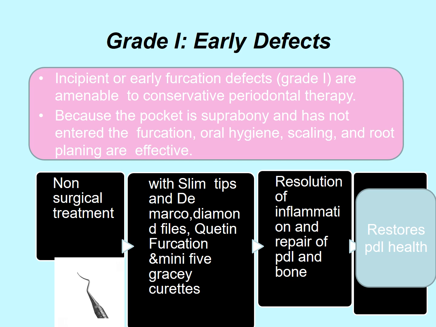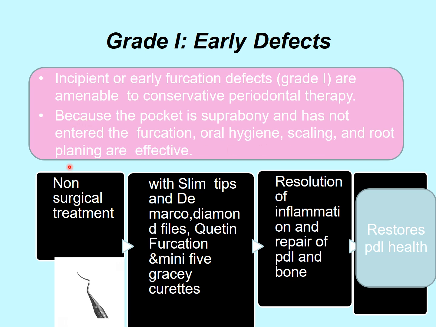Coming to the treatment of various grades. The first one is grade 1, early defects, that is incipient or early furcation defects. These are amenable to conservative periodontal therapy. Since it is suprabony and has not entered the furcation, you can always go with oral hygiene maintenance and scaling and root planing. And if there is no access, you can go for surgical procedures to get access to it. So mainly oral hygiene maintenance is more important.